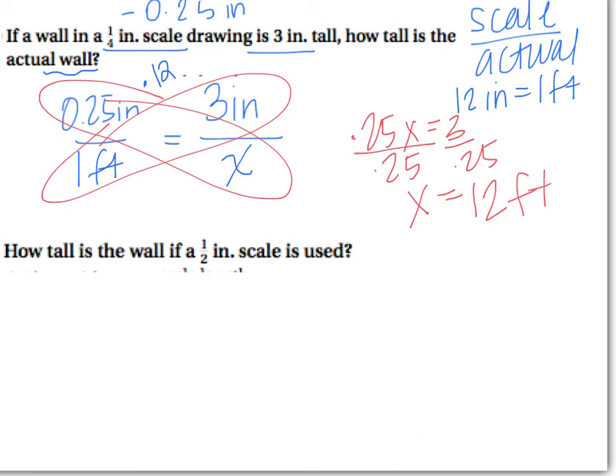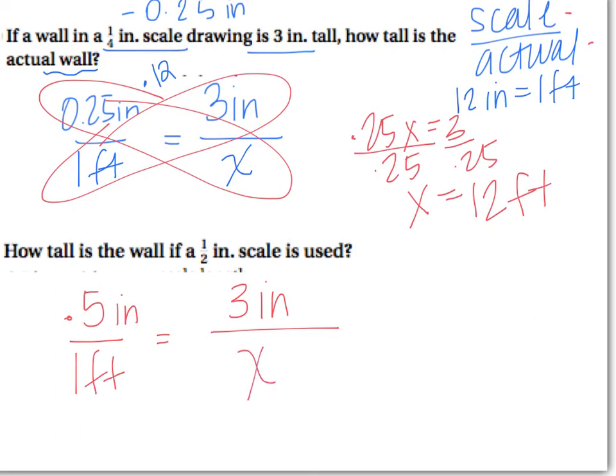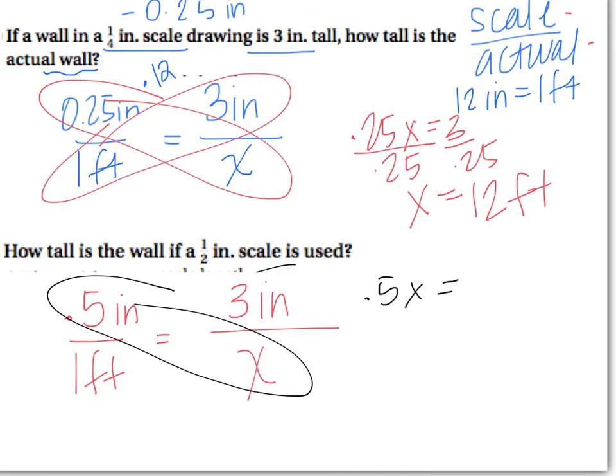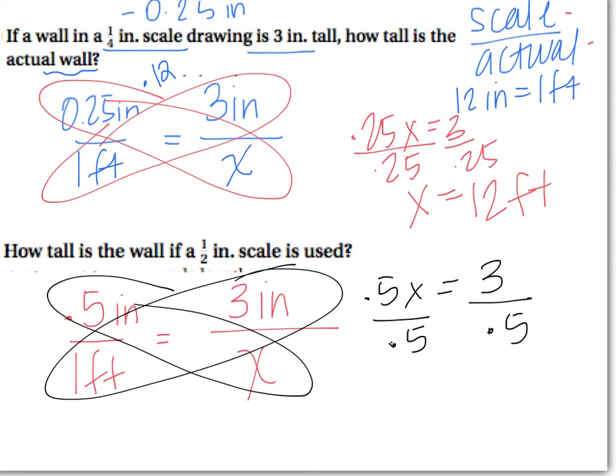It wants us to try the same thing. How tall is the wall if a 1/2 inch scale is used? We're going to start the same way and create our proportions. We're always doing scale to actual. So now we can say 0.5 inches, and again, we're using the 3 inches. We also know that this is going to be 1 foot again, and this is our unknown. We're just going to cross multiply. So 0.5x equals 3. Divide by 0.5, so you get x equals 6 feet. At this point, you can now start your exit slip.